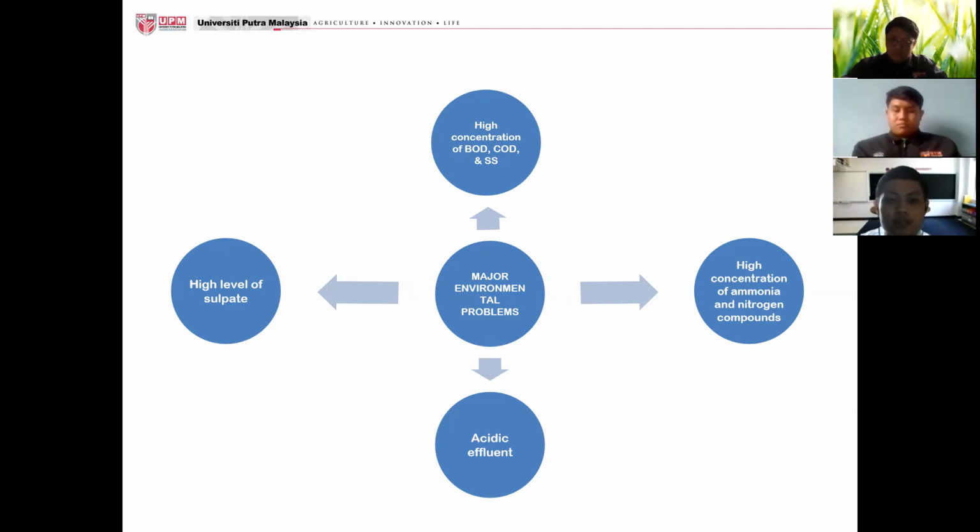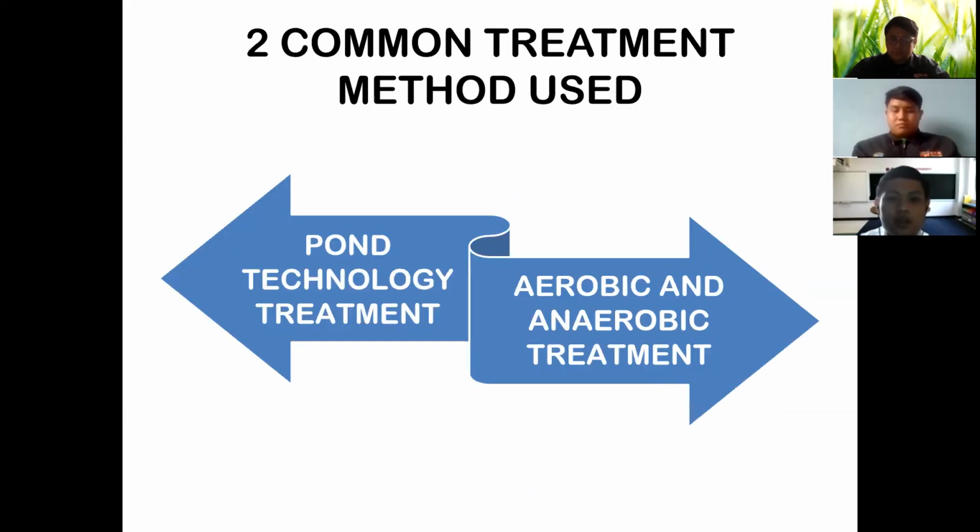So next is the treatment method. Treatment method for the waste product from rubber plantation. There are two common treatments, which are pond technology and aerobic and anaerobic treatment method. Pond technology is a widely used method for the treatment of effluent from the rubber industry in Malaysia. The pond system usually includes a high loaded anaerobic pond and a low loaded aerobic pond.